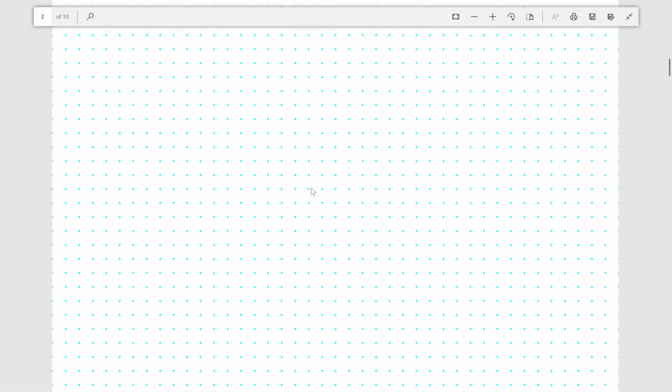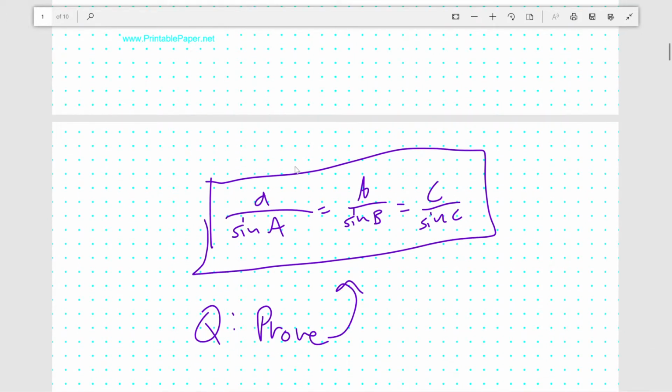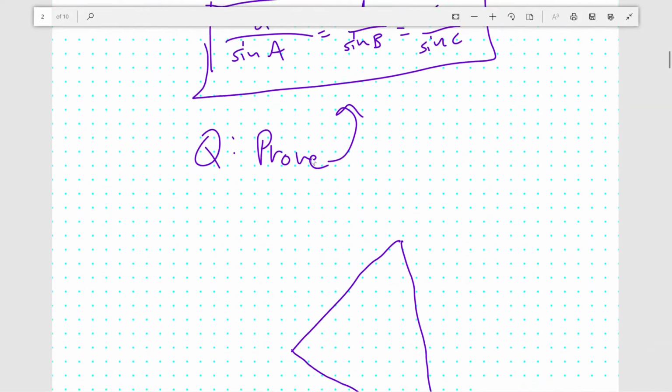So, how do we go about doing this? Well, as you might have expected, one of our first steps is going to be to draw a height of a triangle. I'm going to set about first proving that a over sine a is equal to b over sine b. Then I will prove that b over sine b is equal to c over sine c. And then the whole rule will have been proven. You only need to prove two of them to know that all three work, because of the property of transitivity, which is basically the result of having many things equal to each other.